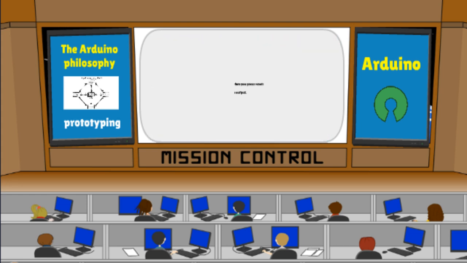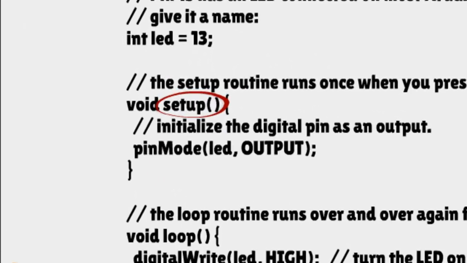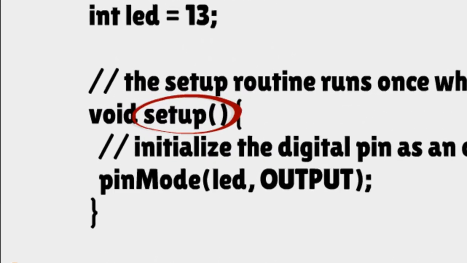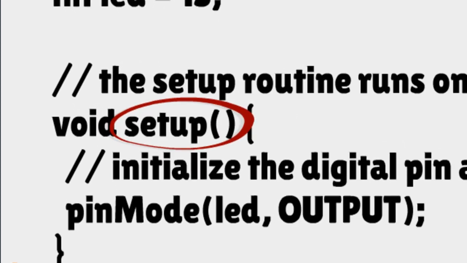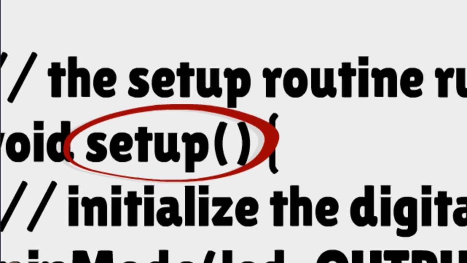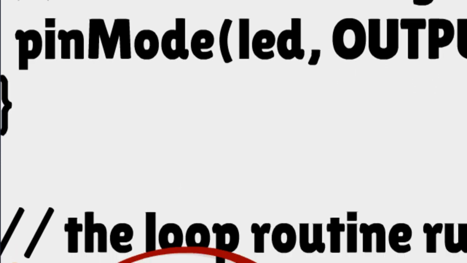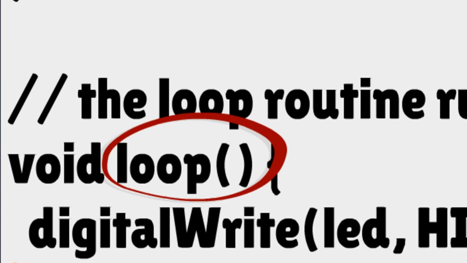From a programming standpoint, Arduino expects two functions to exist, one called setup and one called loop. Setup contains all the code that you want to execute once at the beginning of your program. Loop contains the core of your program, which is executed over and over again.